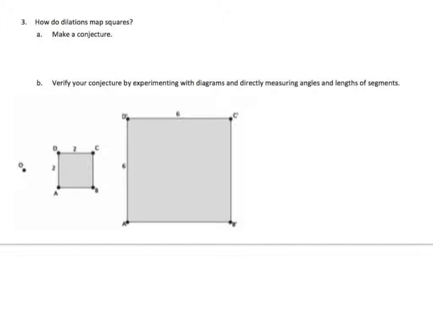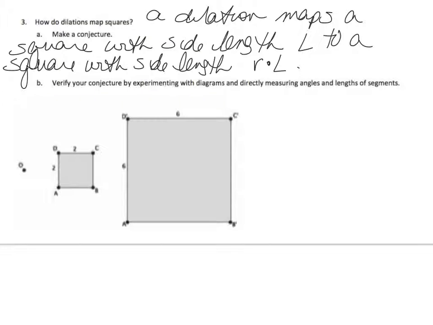Okay, how do dilations map squares? I bet we'll see in a second. Think about it. I'm going to write down the answer. Be right back. So for a square, a dilation maps a square with side length L. I drew an original square and then a dilated square. So if we have a square with side length of L, which over here it's 2, it dilates to a square with side length R times L. R would be your scale factor, right? R equals, oops, not sale factor, scale factor.